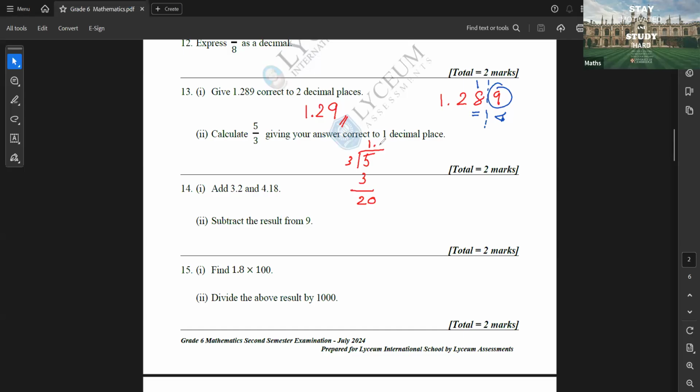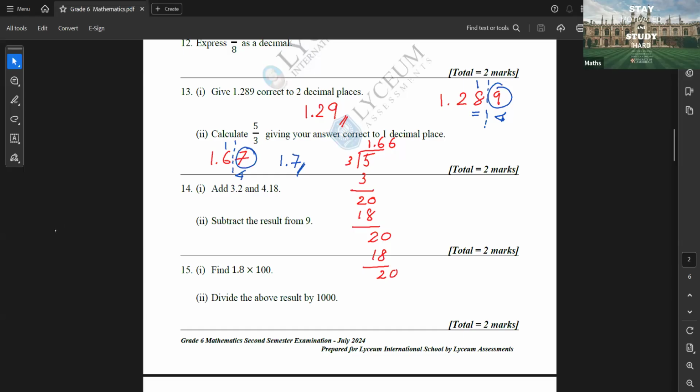Keep a decimal point and take a 0. For 20, 3 times 6 is 18. Subtracting 20 minus 18, we get 2 again. So 20, 3 times 6 again, and the remainder is 2 again. It continues, but it's asking for 1 decimal place. So 1.67. Round it to 1 decimal place. Look at this number, so you add 1. 1.7. That's the answer, 1.7.